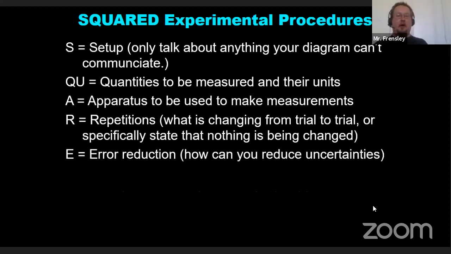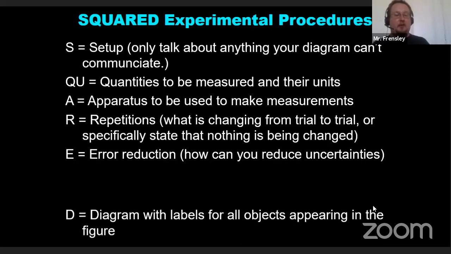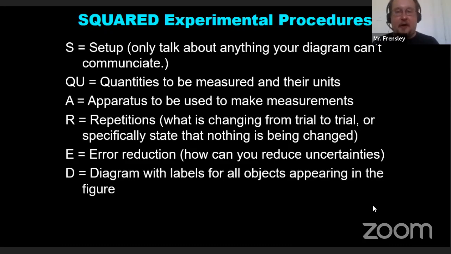How are you going to reduce error? Are you going to use a photo gate or something like that, a motion detector, instead of a meter stick and stopwatch in order to reduce error? Talk about how you're going to reduce error. D is the diagrams and the labels.